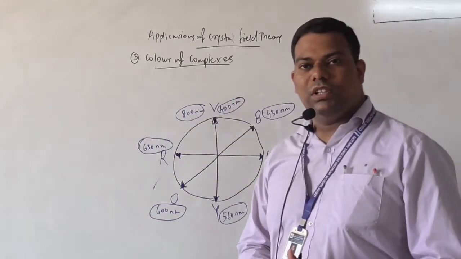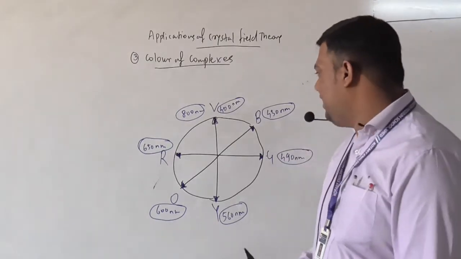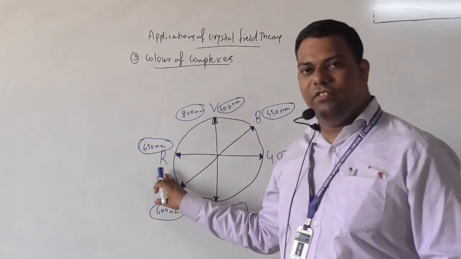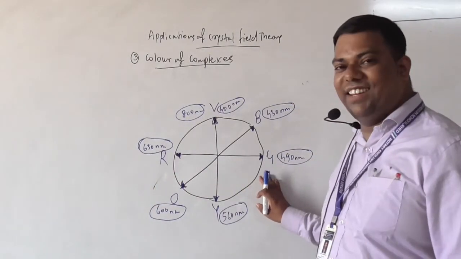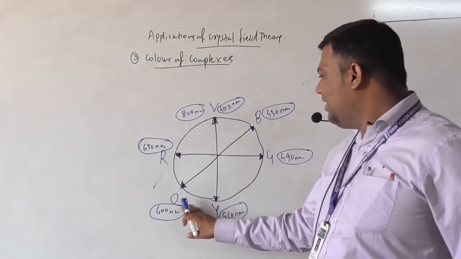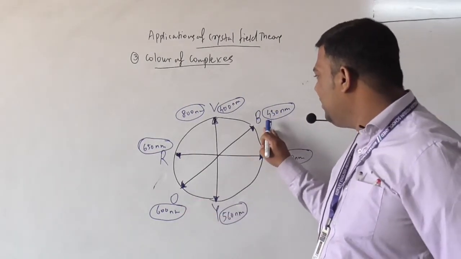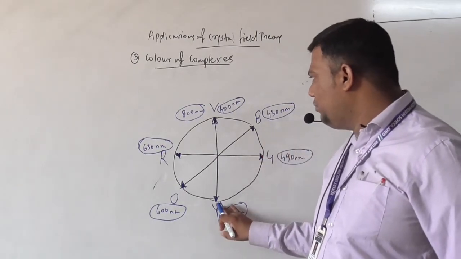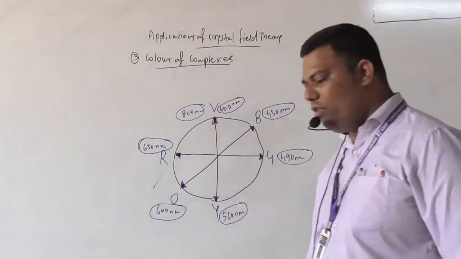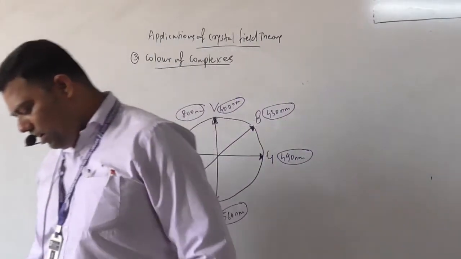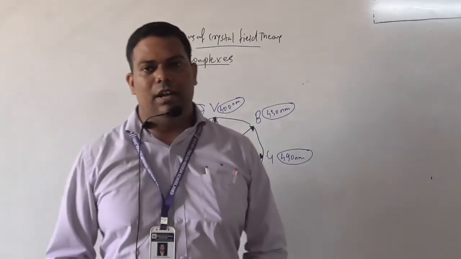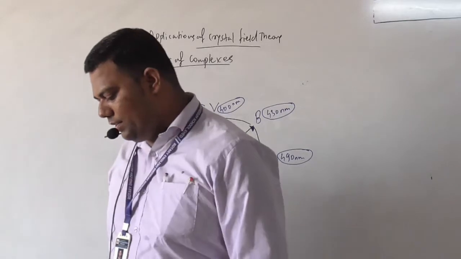Now suppose they are absorbing red light, and they are giving us the complementary color, that is green. Suppose when they are absorbing orange light, then their complementary color is blue. Suppose they are absorbing yellow, then they are giving us the complementary color violet. These are the complementary color cycle, we can say.